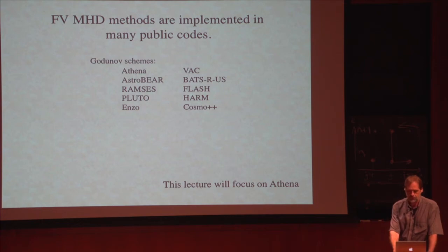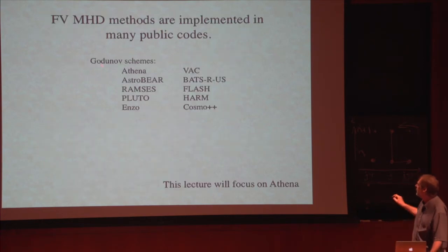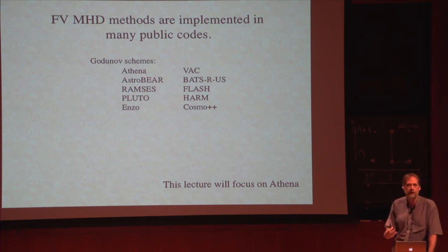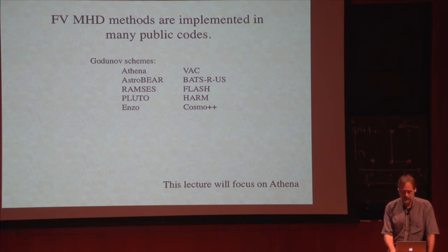So I'm going to focus mostly on the methods that are contained in Athena. And that's very similar to methods in many of these codes. Pluto, Enzo, Flash, to some degree Harm, Ramses, for sure, all contain methods that are very, very similar to what I'll describe here.